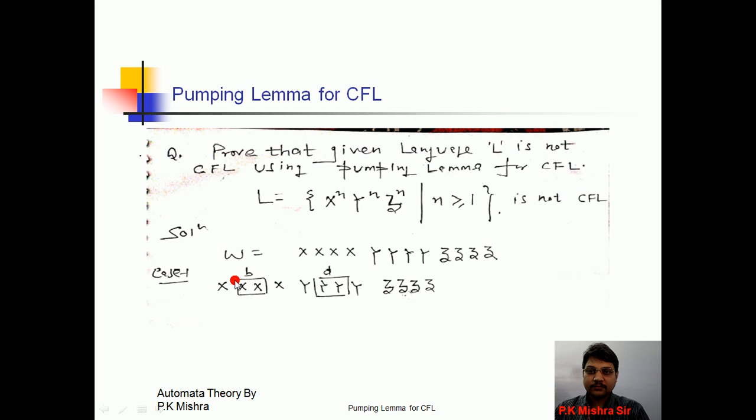Okay. If we pump b and d 2 times or 3 times or 4 times, then whatever string is generated, if this string is not a part of this language, it means this language does not satisfy the pumping lemma property. If the given language does not satisfy the pumping lemma property, then it is proved that this language is not a context free language.